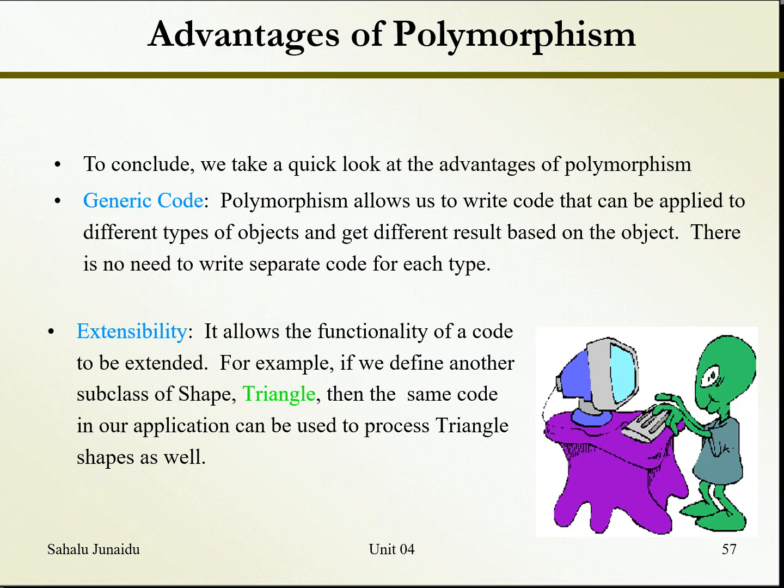Now, extensibility. It allows the functionality of the code to be extended. So once you have that, even if we are going to create another subclass, all you need to do in the subclass is add that method also, and add the instances of the newly added class. Let's say, for instance, we add a Triangle in the Shape class.